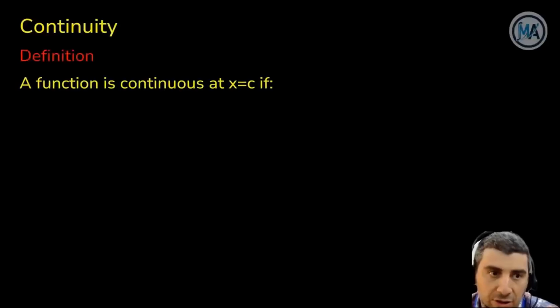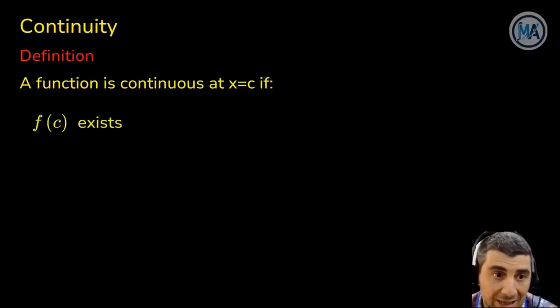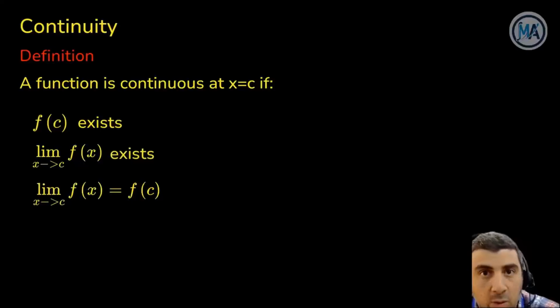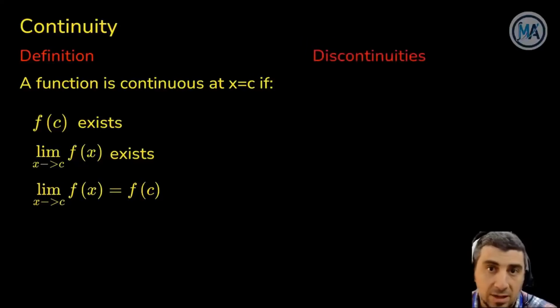The definition of continuity: a function is continuous at x equals c. There's 3 conditions. 1, the function has to exist at that point. 2, the limit has to exist as x approaches that point. And 3, the limit has to equal the function value at that point. All 3 of those must be true.